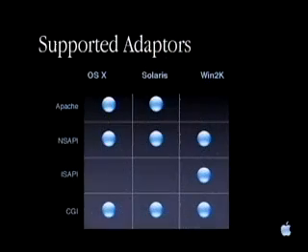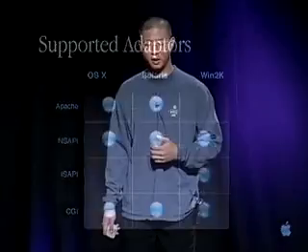Which adapters do we support? If you can see, on all three of our supported platforms, CGI works with pretty much everything. On OS X, we support, oh, I'm sorry, slide's been modified. So on OS X, we only support Apache. We do not support NSAPI. On Solaris, we support Apache and NSAPI. On Windows 2000, we support NSAPI and ISAPI. So just in case y'all are taking notes, we do not support NSAPI on OS X.